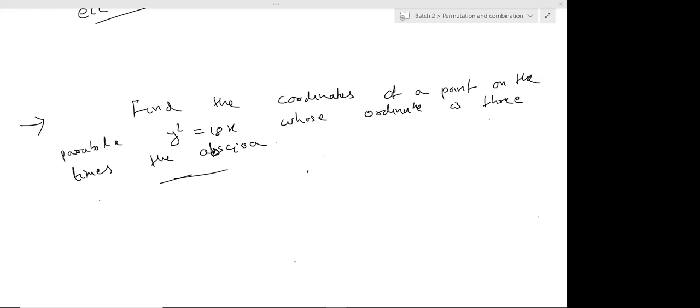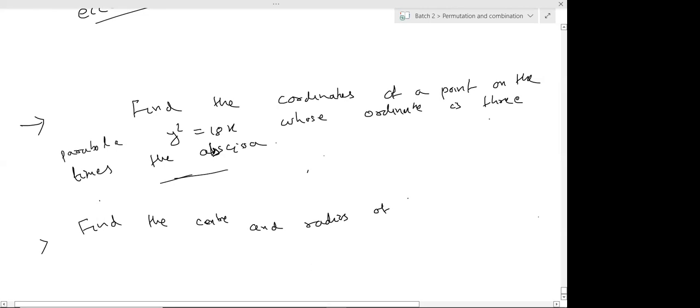All right, next question. Find the center and the radius of the circle 2x square plus 2y square minus x equals to 0. Find the center and the radius of the circle.